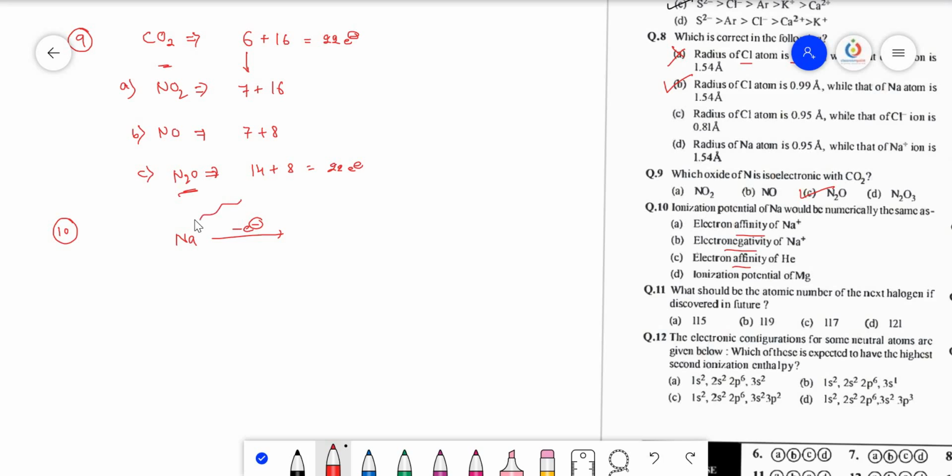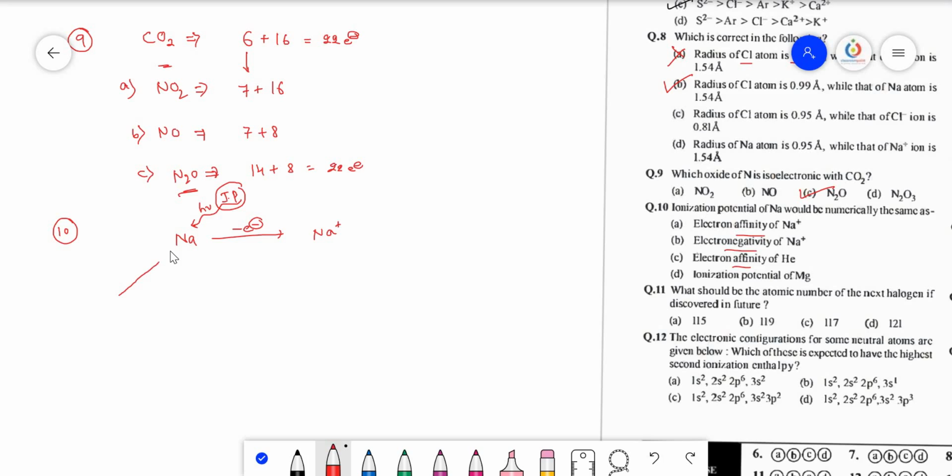So to remove one electron, you need to provide some amount of energy to the atom. The energy you are providing to the atom to remove the last electron is called the ionization energy or ionization potential. The complete definition I am not giving, only the normal definition. After removal of the electron, it becomes Na+.